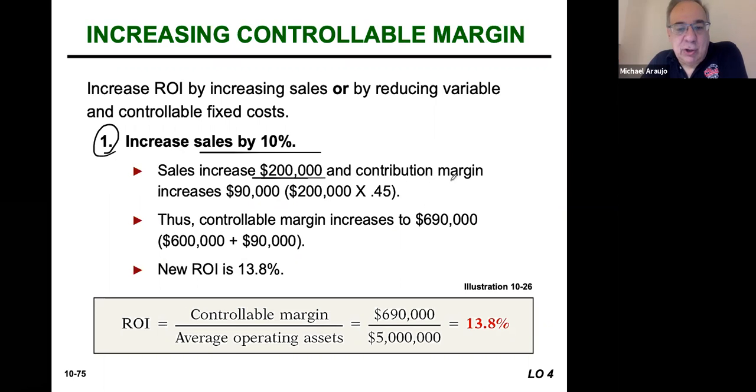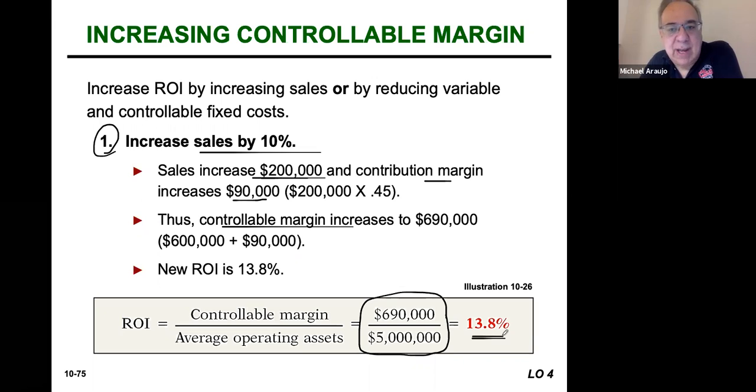Your contribution margin would increase 90,000. And so your controllable margin goes from 600,000 to 690,000. 690,000 divided by those same $5 million of average operating assets will increase your return on investment to 13.8% from 12%. Obviously, this is a better number. So that's one way to do it: increase your revenue, which increases your controllable margin.